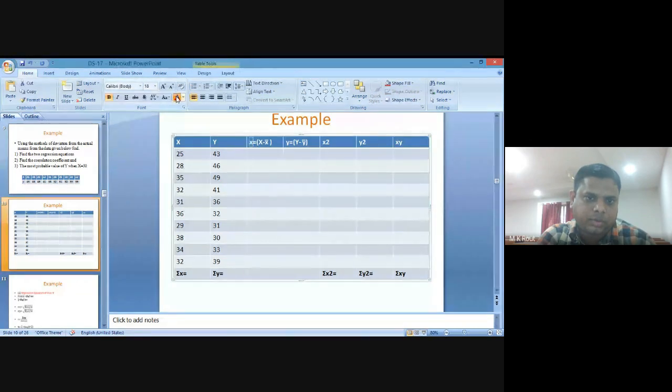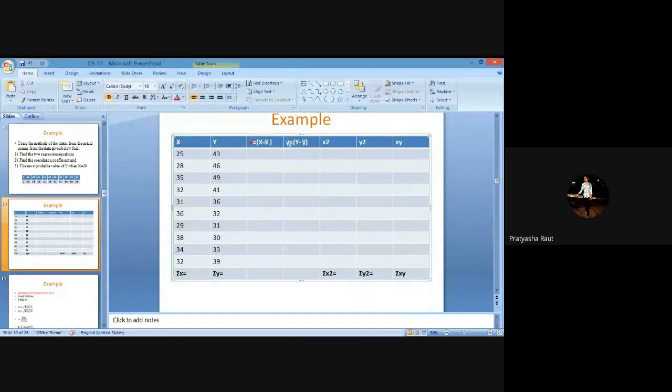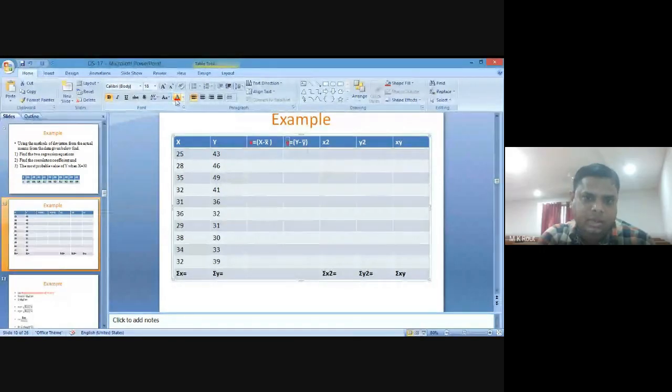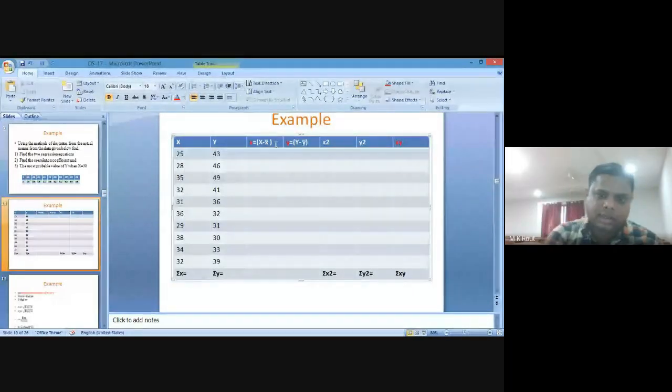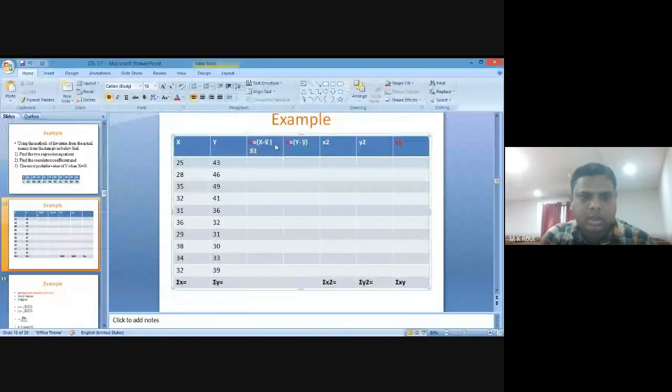All of you calculate the mean. Your mean for x is 32. And what is the mean in case of the y variables? 38. The mean here is 32 and the mean here is 38.